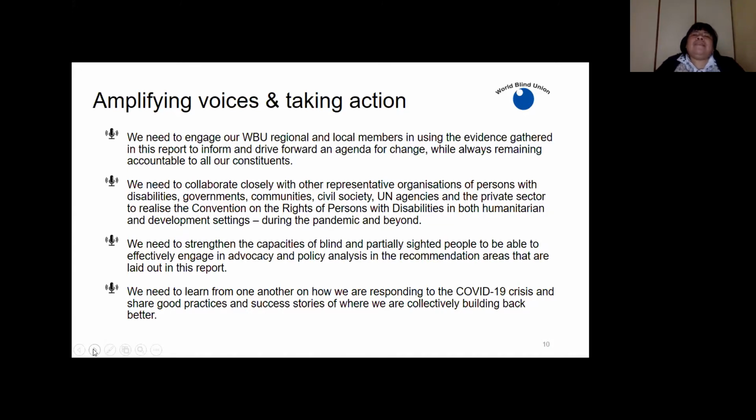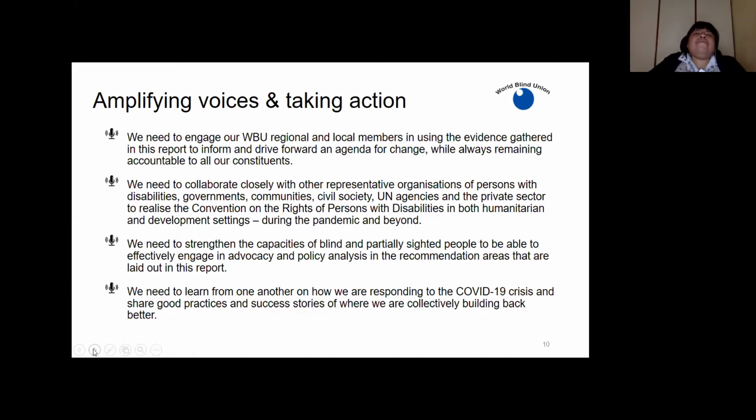And we need to strengthen the capacities of blind and partially sighted people to be able to effectively engage in advocacy, in policy analysis, in the recommendation areas that are part of this report.